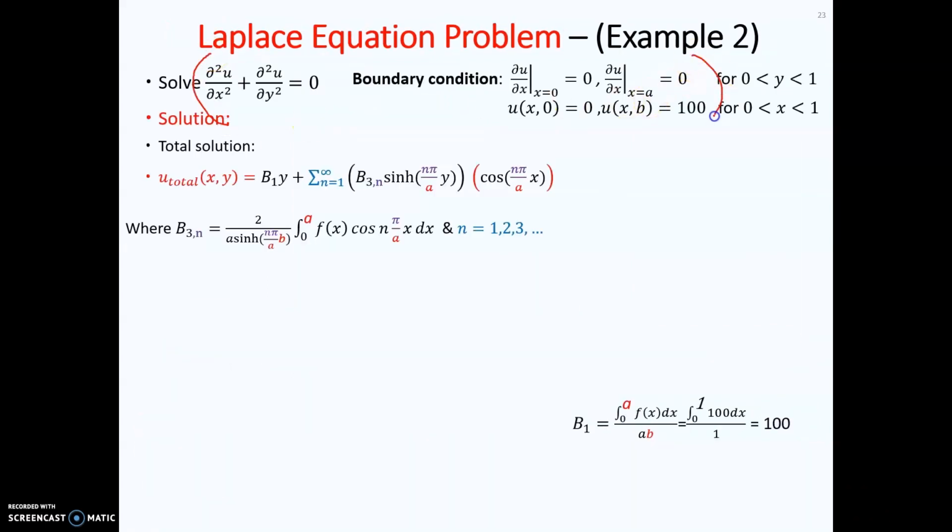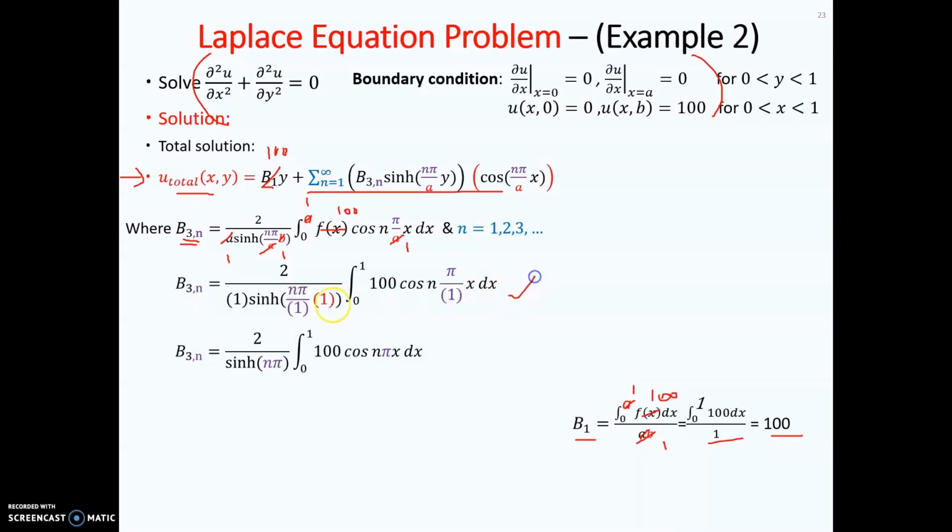Since you have the same problem with the example 1, then you can use the solution obtained from the example 1, where the coefficient B3 and B1 here is equal to these two equations. So you can substitute the a and b here to be 1, and fx is equal to 100. Solve this, and you obtain the B1 equal to 100. So you can substitute the B1 equal to 100 in the PDE solution here. You continue to solve the B3 coefficient. So substitute the a, b by 1, as well as the fx equal to 100.